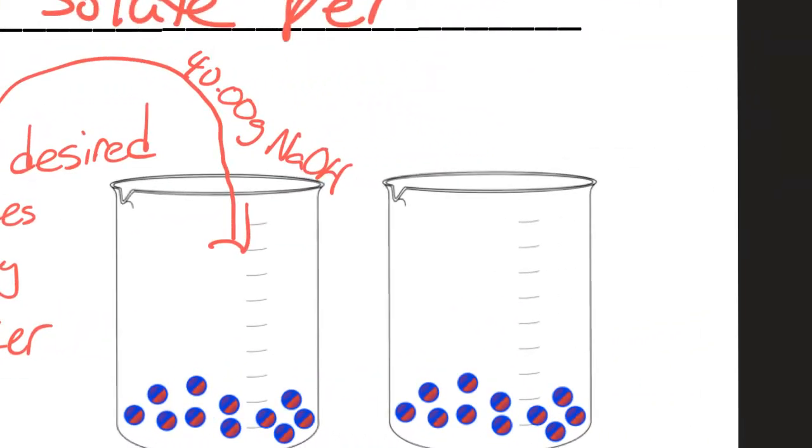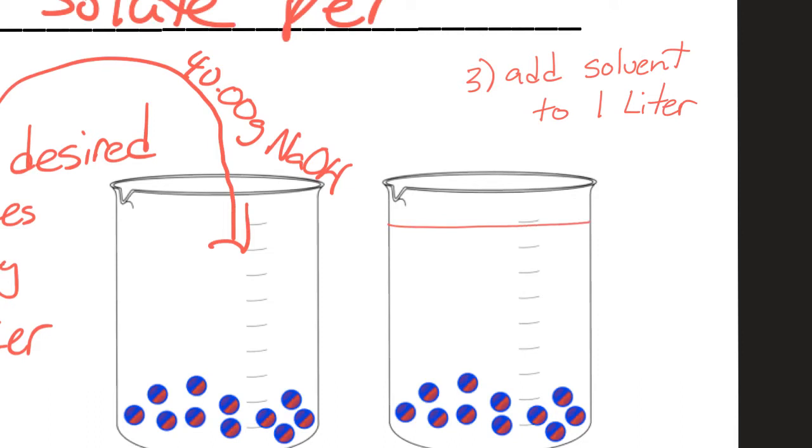Step 3 is add solvent to 1 liter. So we're just going to add our solvent till it comes up to, let's say this mark right here is 1 liter. And then we're going to stir it, mix it all up, and then we will have made a 1 molar solution. Now, it's important to do it in this order.